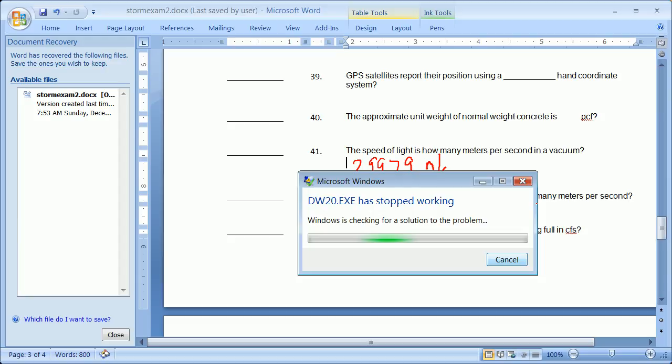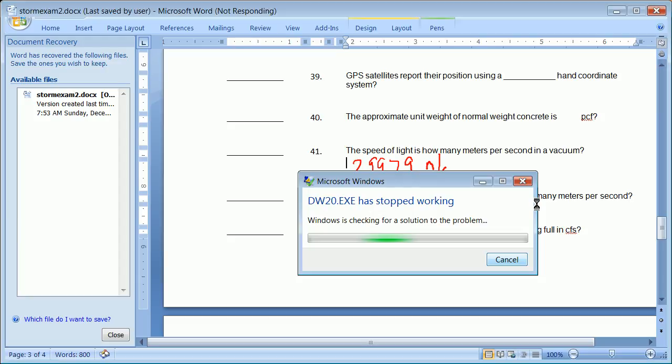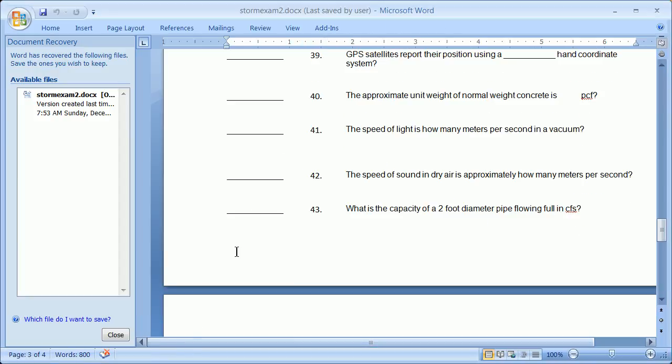I will talk over the rest without writing because of this issue. All right, I'm not going to be able to write because the computer's going fluey.